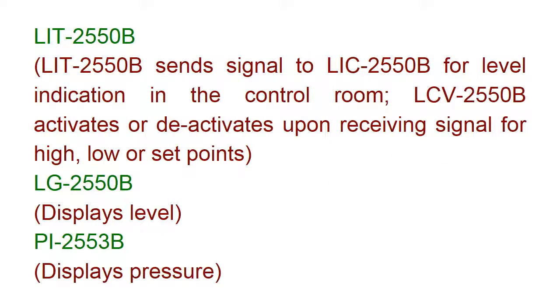LID2550B. LID2550B sends signal to LIC2550B for a level indication in the control room. LCV2550B activates upon receiving signal for high, low or set points. LG2550B displays level. PI2553B displays pressure.